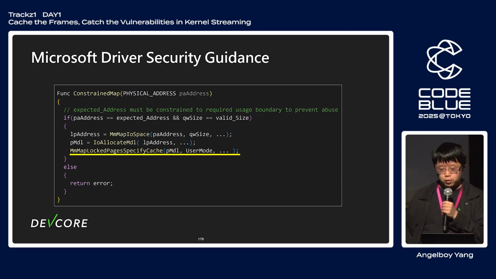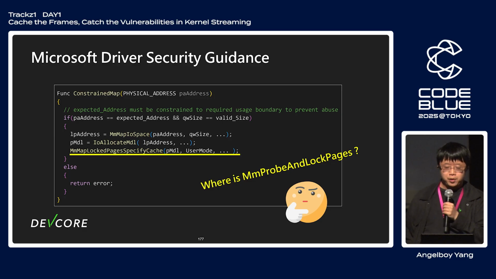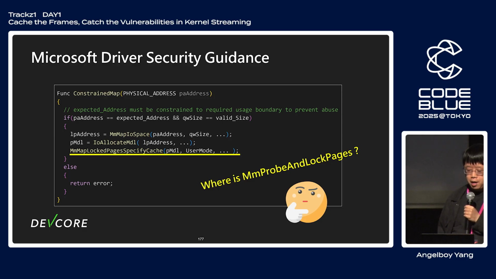Now, you might notice something strange here. Where is MmProbeAndLockPages? As we mentioned earlier, in typical usage, after allocating an MDL, you need to call MmProbeAndLockPages or another API to lock the physical pages. But in this case, the code called MmMapLockedPagesSpecifyCache directly. This leads to undefined behavior.